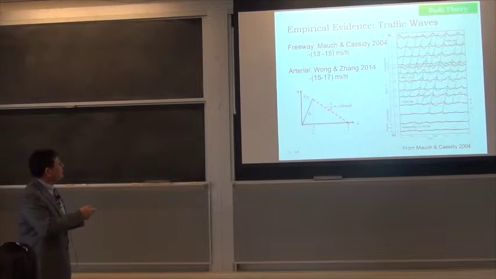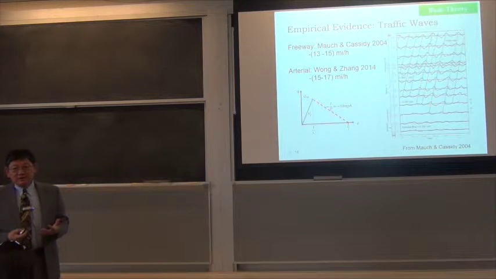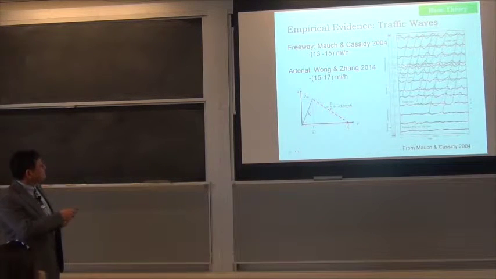And another thing is this parameter, the slope of that branch, which represents the propagation of waves on the highway. This is a case study by Mauch and Cassidy on a Canadian highway. You can see this propagation is roughly at constant speed, and the waves all look parallel. They reported that it falls between 13 and 15 miles per hour. We measured this on an arterial road and got a value between 15 and 17 miles per hour. So 10 miles per hour is a little on the low side, and this is on the high side.